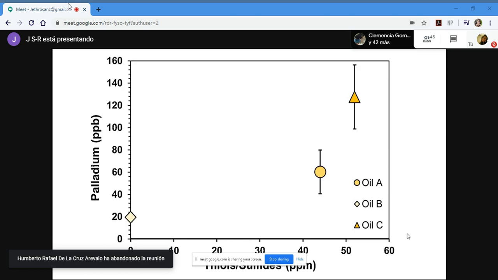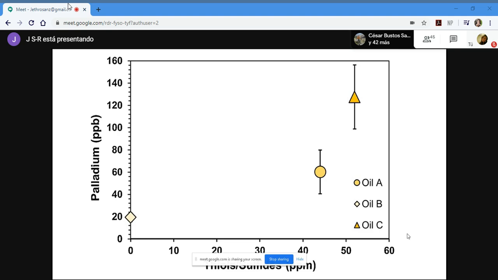hydrothermal fluids under geologically realistic conditions, like 0.01 molar concentration of sulfur in hydrothermal fluid. The interesting thing with palladium is that as you increase the temperature, it actually becomes less soluble in crude oil. So palladium concentration is highest at 150 degrees Celsius, and then it decreases as you go from 150 to 200, and so on.